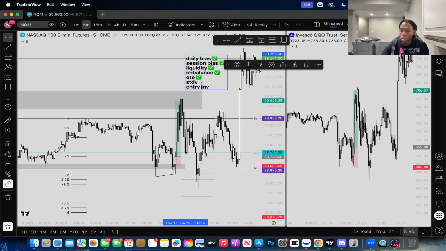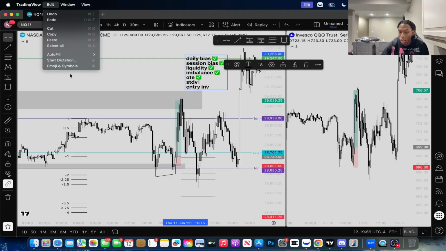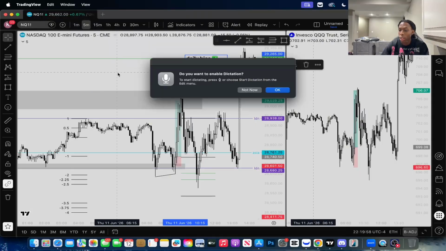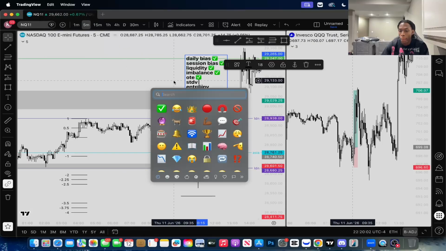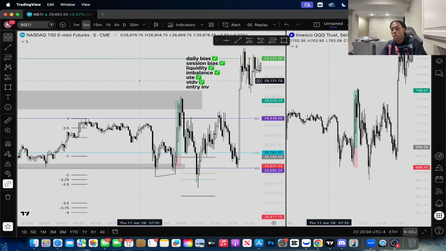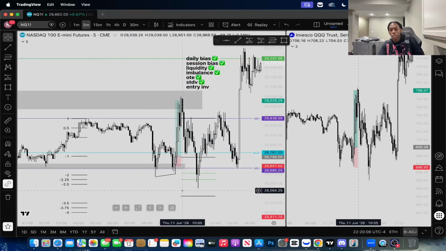This is a plus plus plus plus setup, guys. Oops, I didn't mean to click that. So now all we have to do is find an entry inversion.